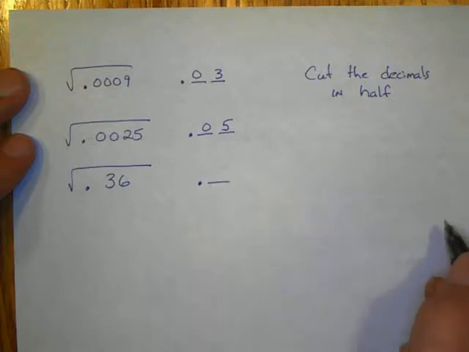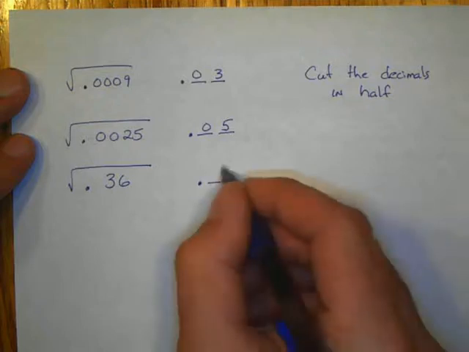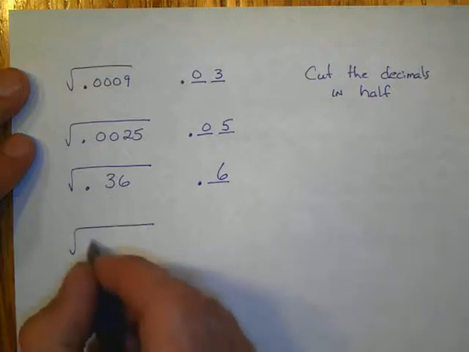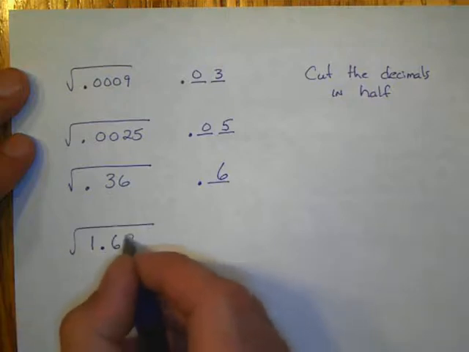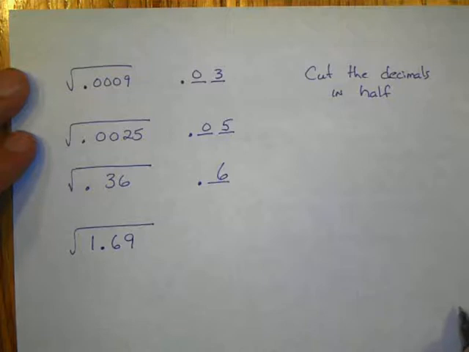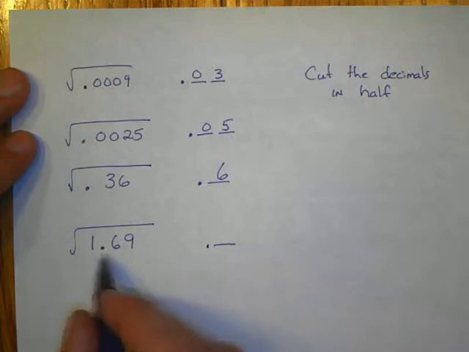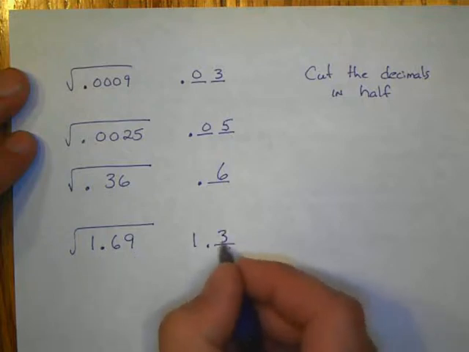The pattern is you cut the decimals in half. Now, this only works if the number inside is a perfect square. If it's not, you'll have to use a calculator. So think with me. 0.36. It's a perfect square with an even number of decimals. Cut the decimals in half and get 1 decimal, and the square root of 36 is 6.